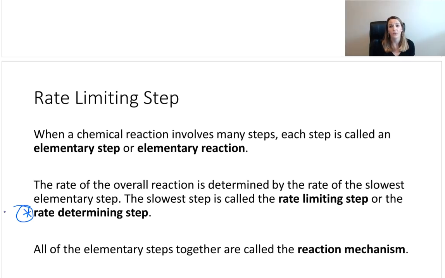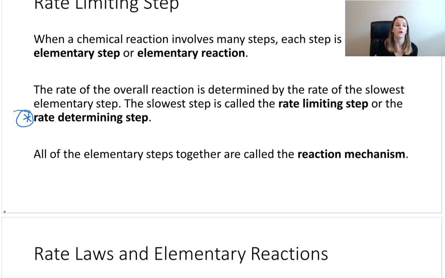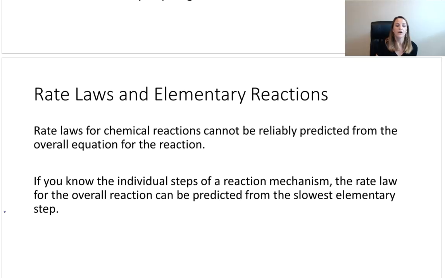If we can figure out a way to maybe add like 6 or 7 more doors to the airplane, that would speed up our overall rate, and it would actually affect how quickly people can get off the airplane. Now, like I said before, all of the elementary steps together are called a reaction mechanism. Now, rate laws for chemical reactions cannot be reliably predicted from the overall equation. We know this. We talked about this in episode 11.